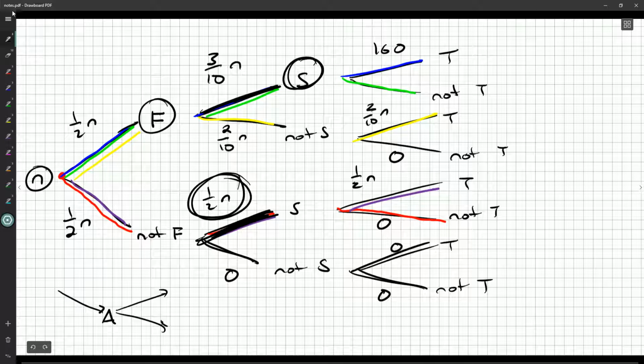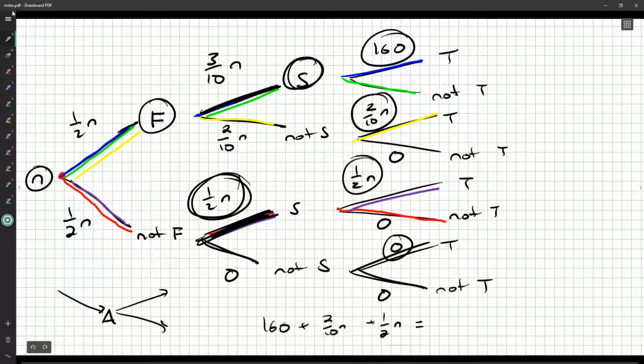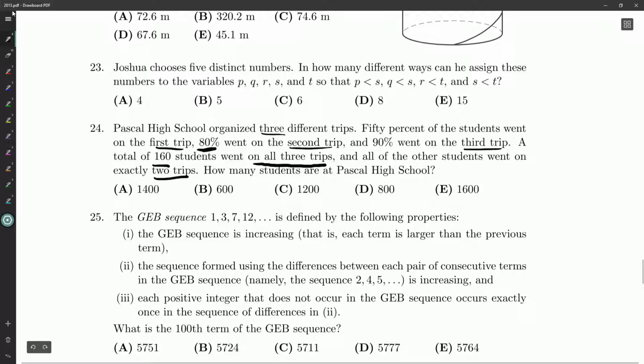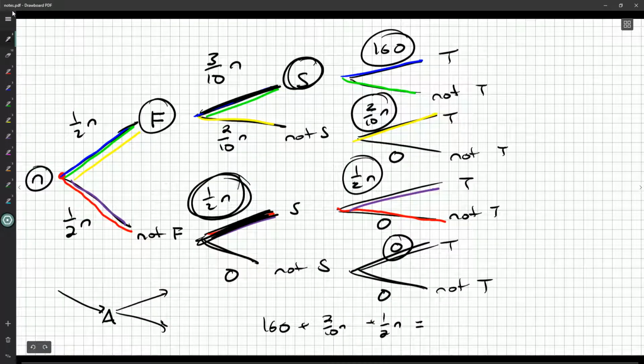And I know how many people went on the third trip, and so that should be the sum of the numbers in front of the T. So 160 plus 2/10 n plus 1/2 n should be how many students went on the third trip? 90% of the school, so that should be 9/10. Well, I'll change the half to 5/10.